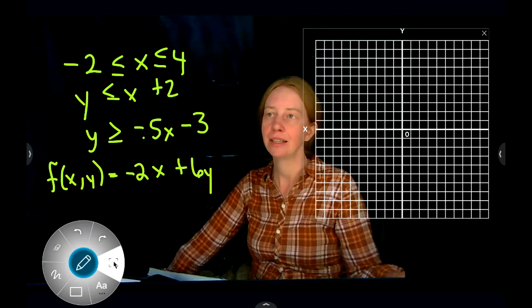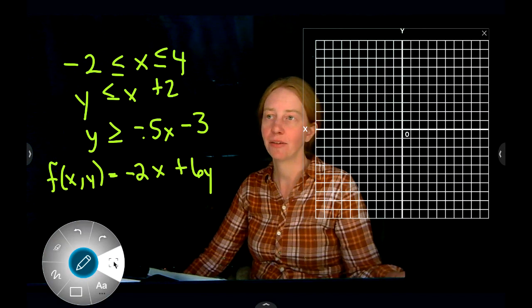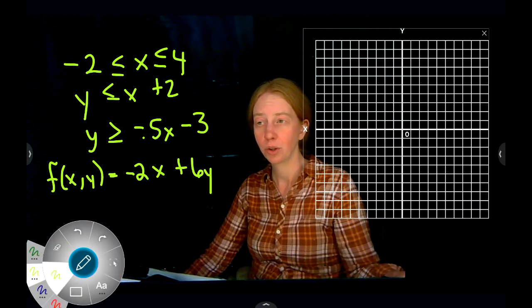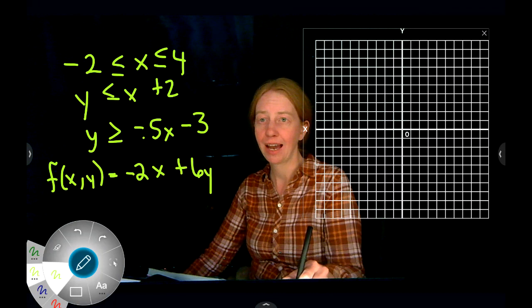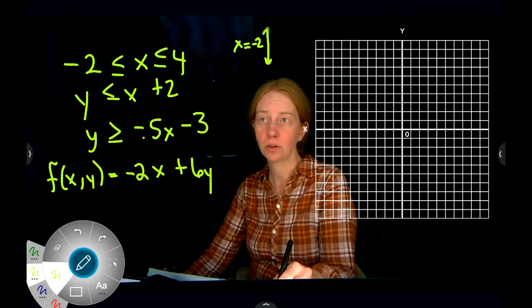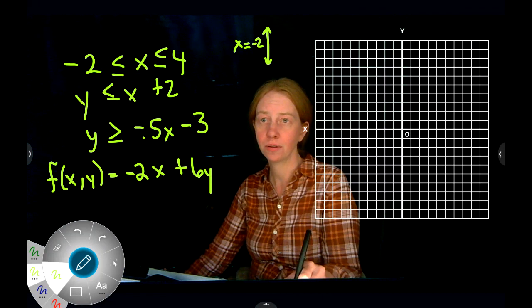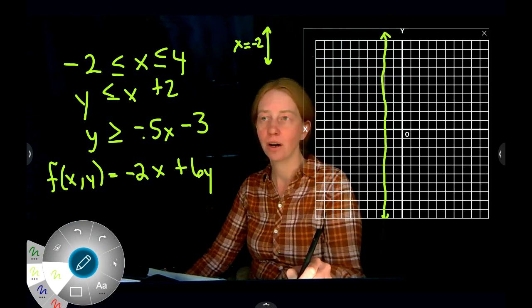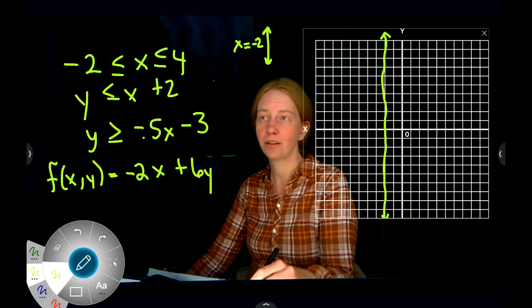So we're going to stick this out to the side and we're going to graph this. So x is between -2 and 4. This one's relatively easy if you remember how to do it. So remember, if you have a line like x = -2, that is a vertical line. So we're going to do that first. So -2 is right here, and we're going to graph this line. Okay, so that's my x is greater than or equal to -2 and less than or equal to 4.